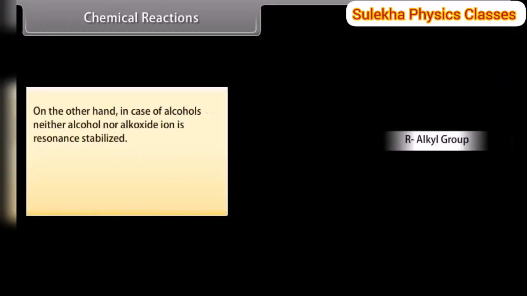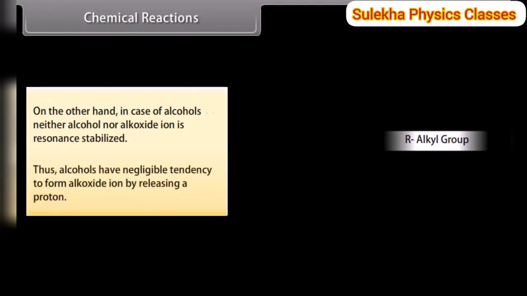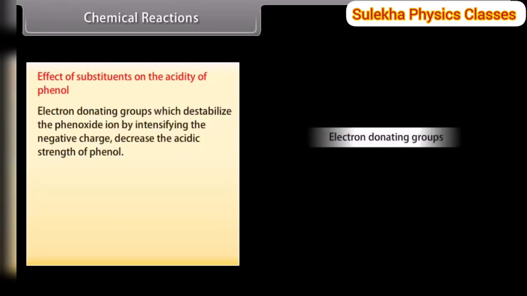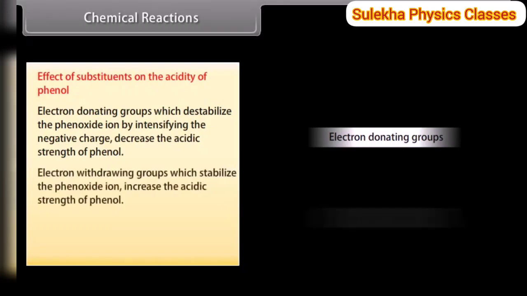On the other hand, in case of alcohols, neither alcohol nor alkoxide ion is resonance stabilized. Thus, alcohols have negligible tendency to form alkoxide ion by releasing a proton. Effect of substituents on the acidity of phenol. Electron-donating groups which destabilize the phenoxide ion by intensifying the negative charge decrease the acidic strength of phenol.